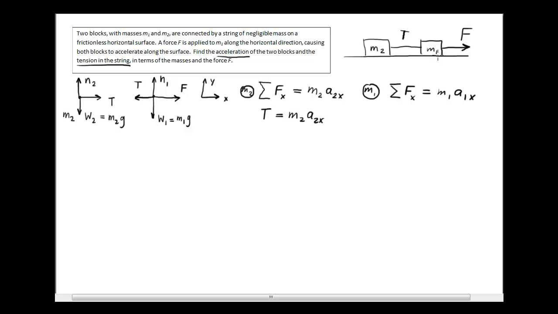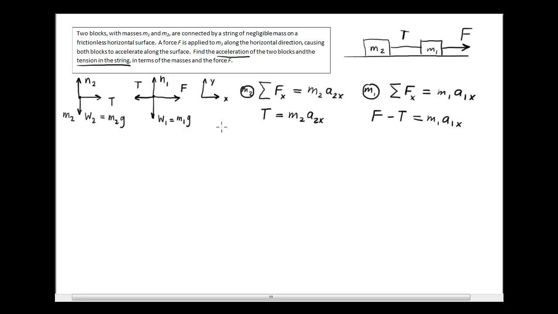For the second equation, for mass M1, we see that there is a positive force, F, and there's a negative force, T, just looking at the free body diagram. F is in the positive direction, T is in the negative direction. So F minus T equals M1 A1x. So we look at the two equations now, and there are actually three unknowns because T is unknown, A2x is unknown, and A1x is unknown. So we've got two equations with three unknowns.